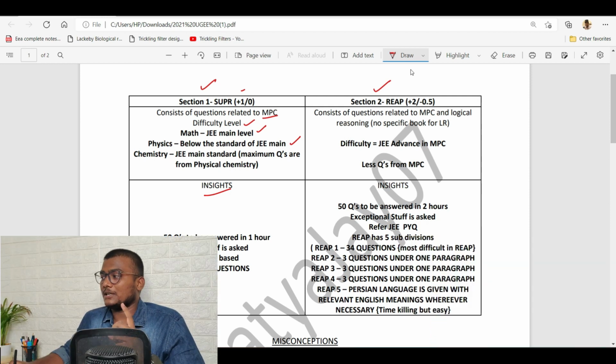Now coming to section 2. Section 2 consists of questions related to MPC and logical reasoning. There is no specific book for logical reasoning. There are some memory based questions created by IIIT UGEE prep books.